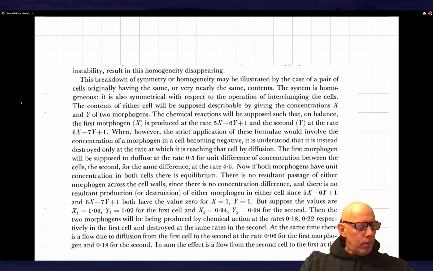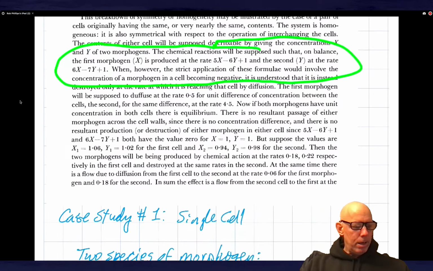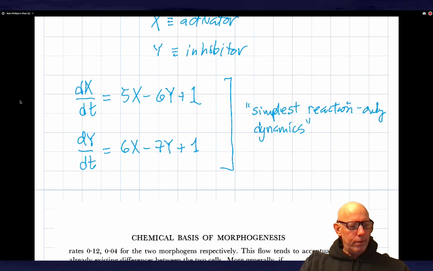Now, let me note something. Here he tells us about his chemistry. It's purely artificial. It's a game. It's chosen in order to have some simple properties. He says, "The chemical reactions will be supposed such that on balance, the first morphogen is produced at the rate 5x minus 6y plus 1." Let's read those words. It's a sentence, but it's an equation, and it's a differential equation. The first morphogen is produced at the rate 5x minus 6y plus 1. That's this.